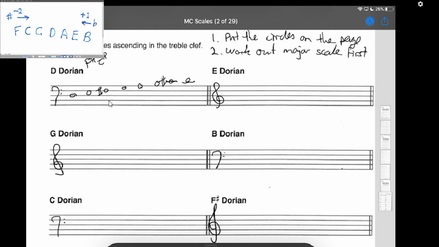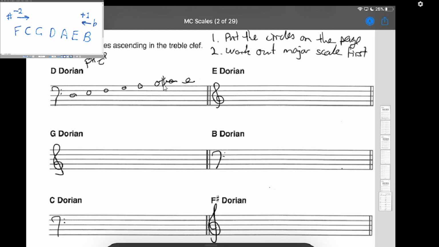However, we now need to flatten the 3rd and the 6th. So, 1, 2, 3. And you can't see what I'm doing with my pen here because it's not in the picture. Let me use the mouse. Try again. 1, 2, 3. So that note needs to be lowered. So how do we lower a sharp note? We take the sharp away. 3, 4, 5, 6, 7.